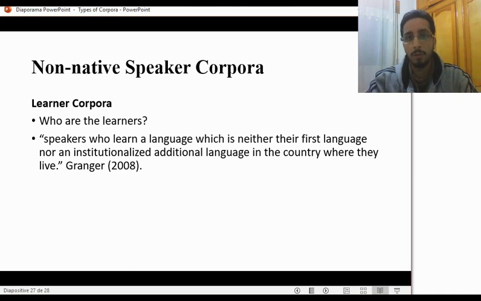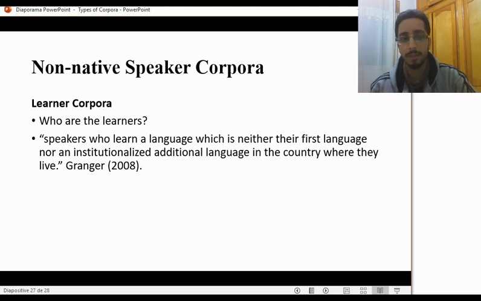Here in Morocco, our first language is Darija or Moroccan Arabic, or it could be Berber, or sometimes both. And the additional institutionalized language is French. So in our context, if somebody compiles a corpus of Moroccan English speakers, then in that case, that would be a learner corpus. Okay, provided that English is not the mother tongue of these speakers, right?